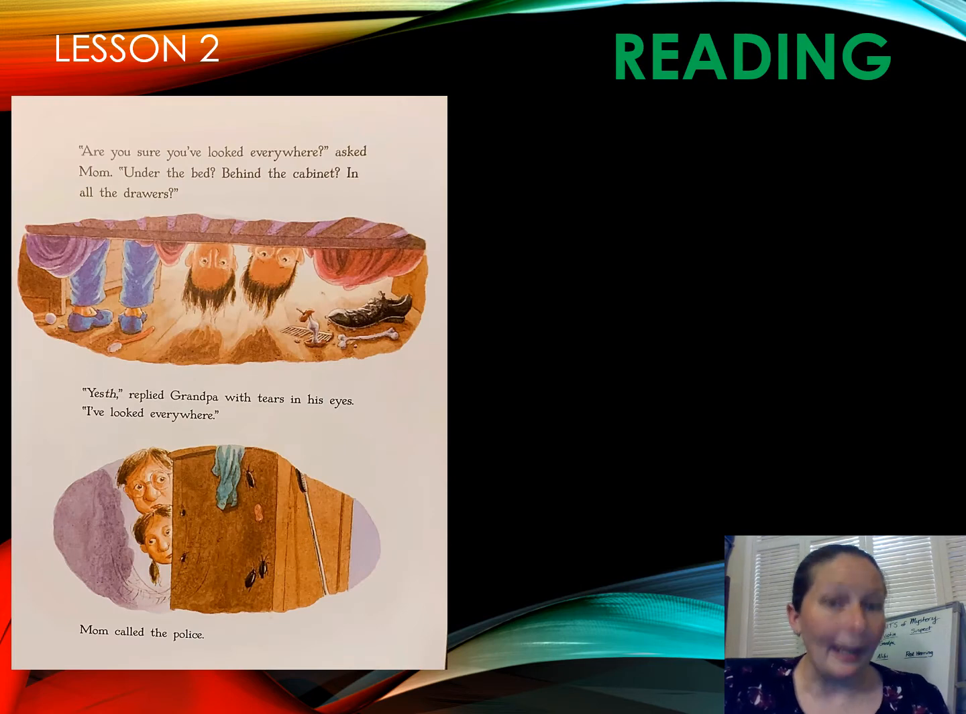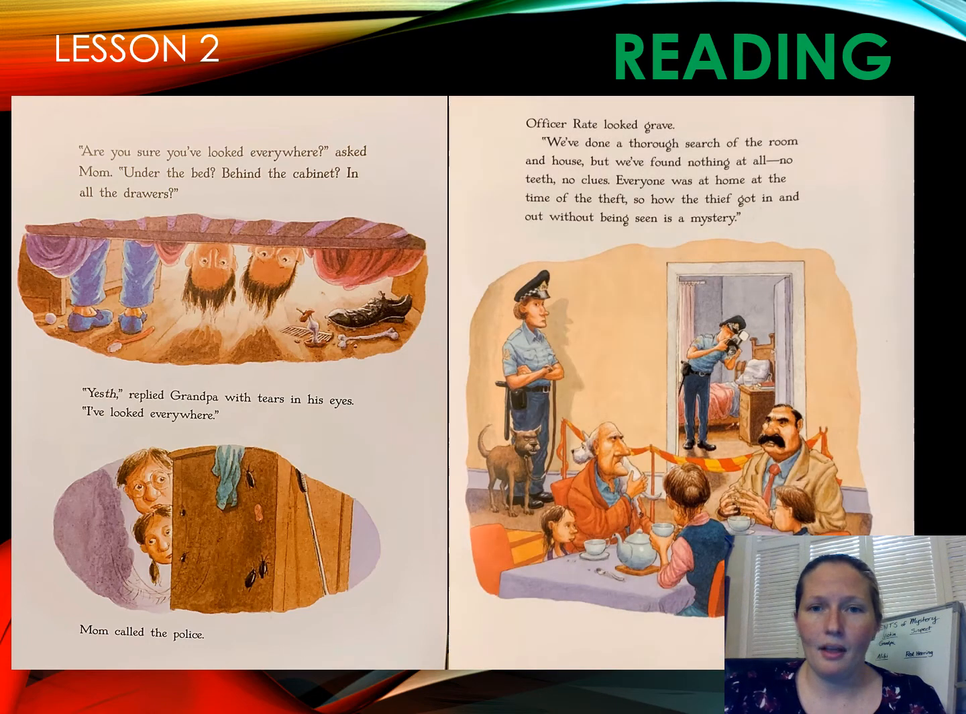"Are you sure you've looked everywhere?" asked Mom. "Under the bed? Behind the cabinet? In all the drawers?" "Yes," replied Grandpa with tears in his eyes. "I've looked everywhere." Mom called the police. Officer Raitt looked grave. "We've done a thorough check of the room and house, and we found nothing at all. No teeth, no clues. Everyone was at home at the time of the theft. So how the thief got in and out without being seen is a mystery."